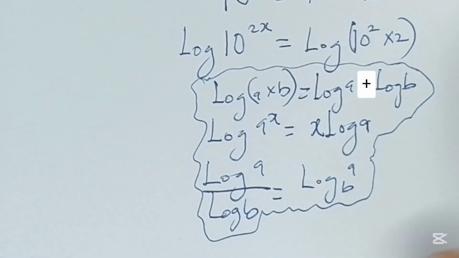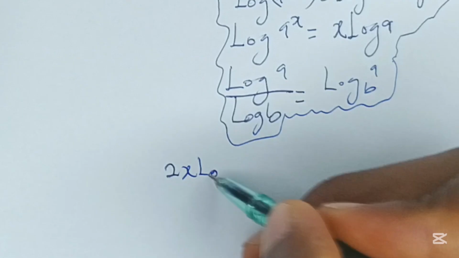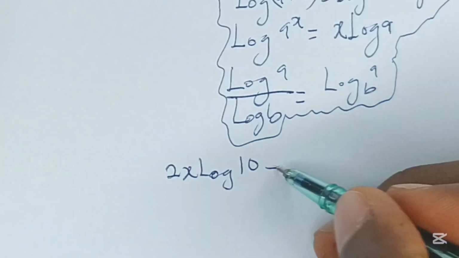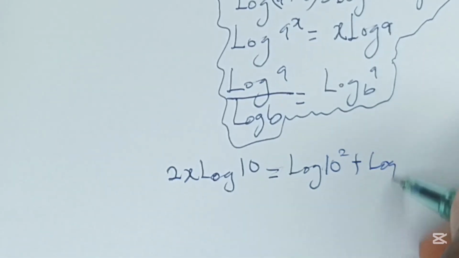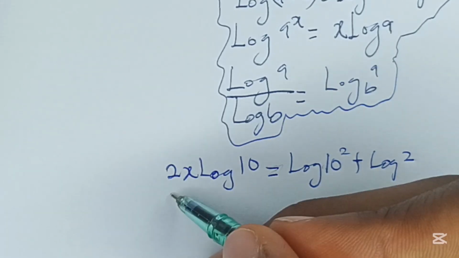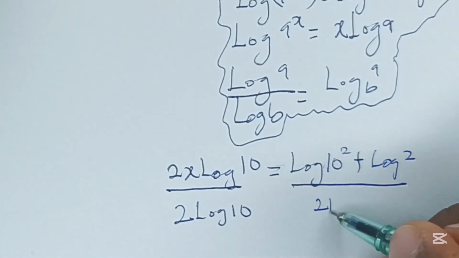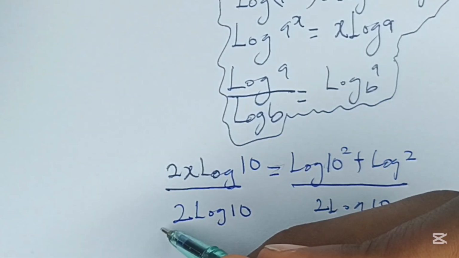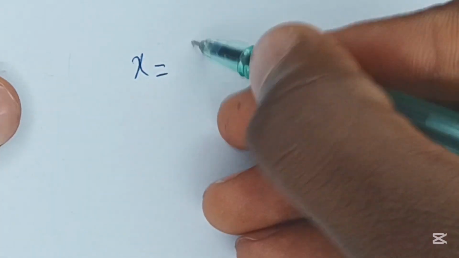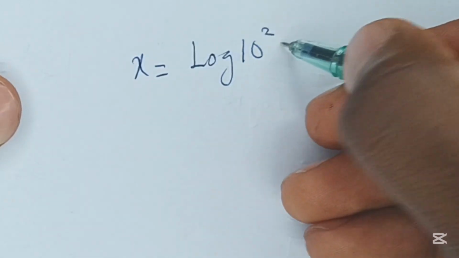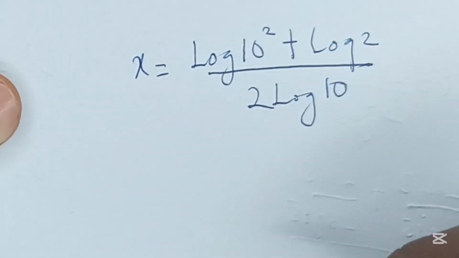Okay. Now moving on, we can now say that this will be equal to 2x times logarithm of 10. And this one is equal to logarithm of 10 squared plus logarithm of 2. If we divide through by 2 times logarithm of 10 and divide this side by 2 times logarithm of 10, logarithm of 10 strikes logarithm of 10 and 2 strikes 2. So that's equal to logarithm of 10 squared plus logarithm of 2 all over 2 times logarithm of 10.